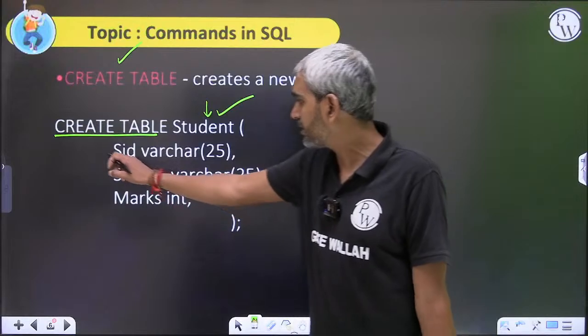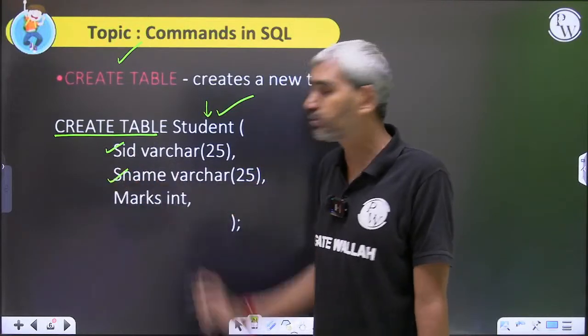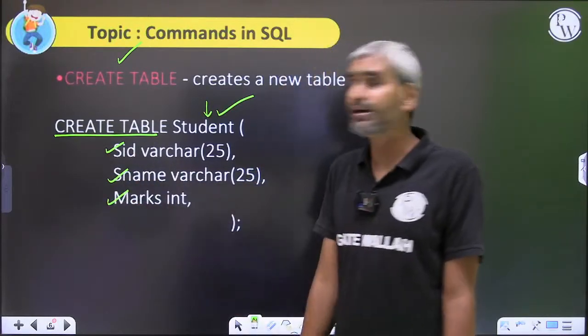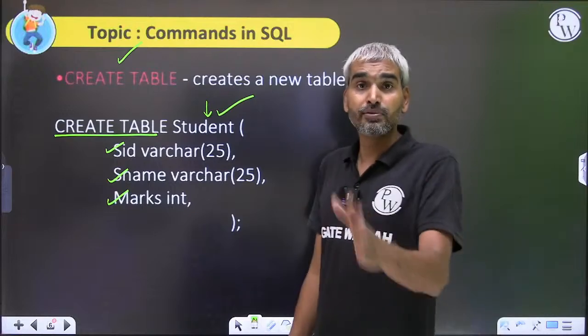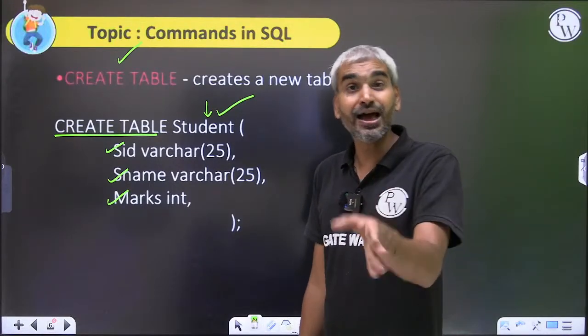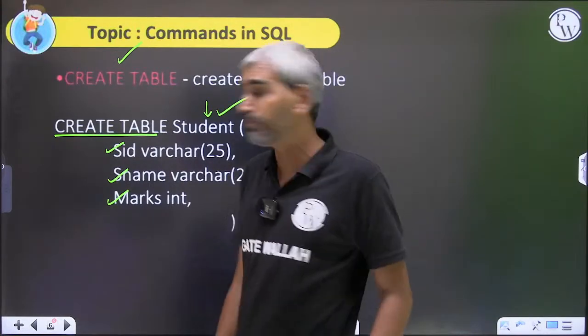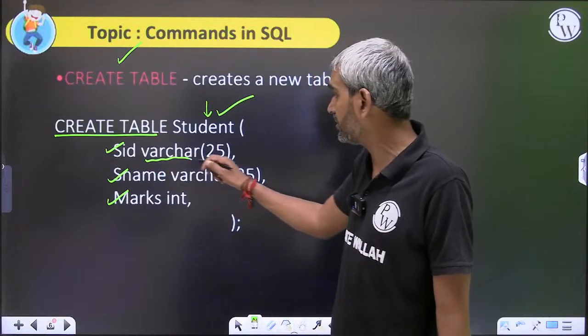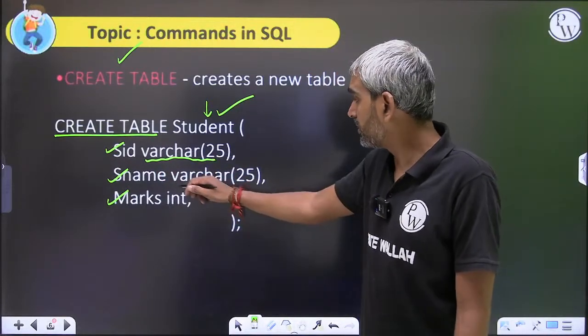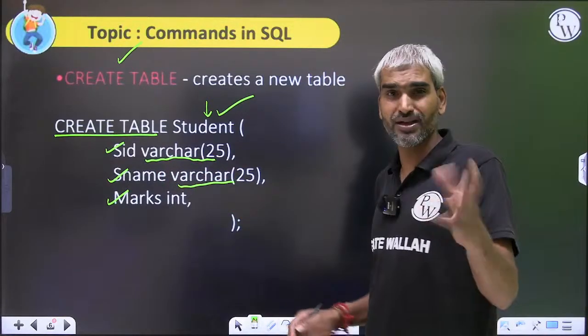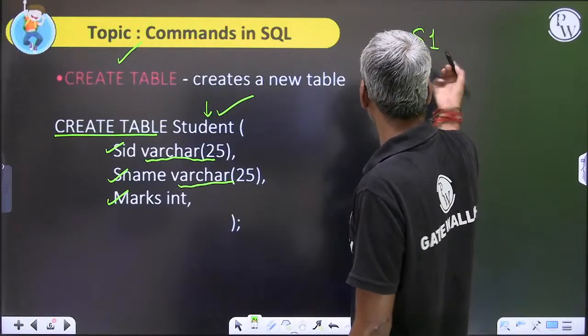So you want one attribute as SID, you want another attribute as name, and you want another attribute as marks, right? So you will define what attributes are required along with the data type of that particular attribute. So varchar means it can take variable values as well as character values. So it is S1, S2.